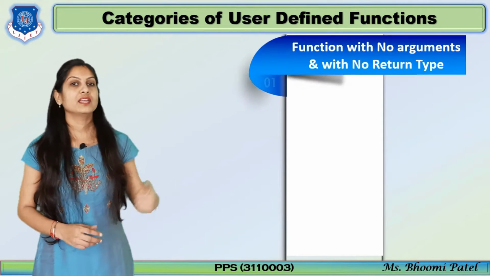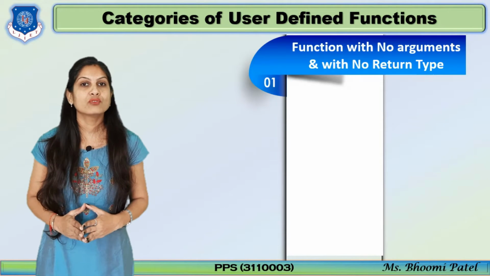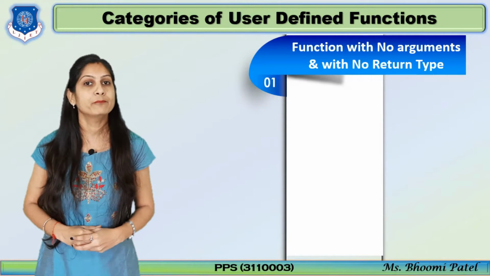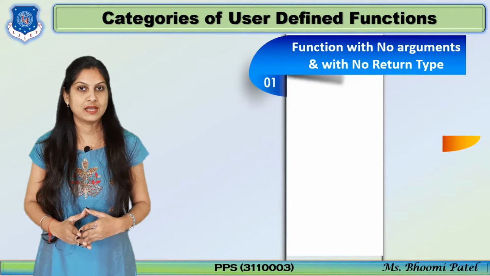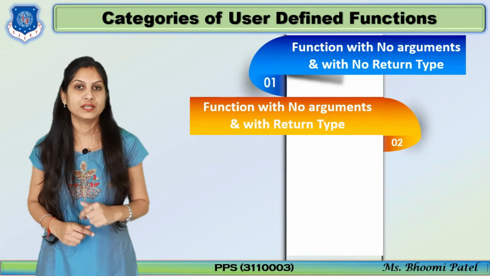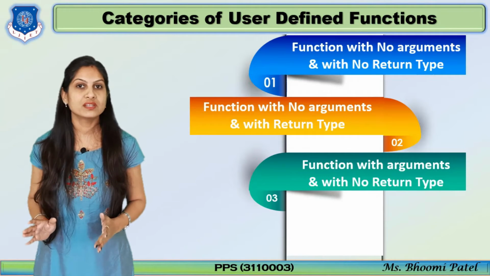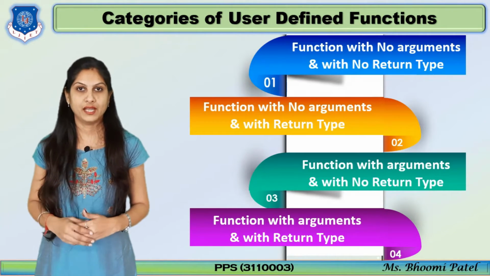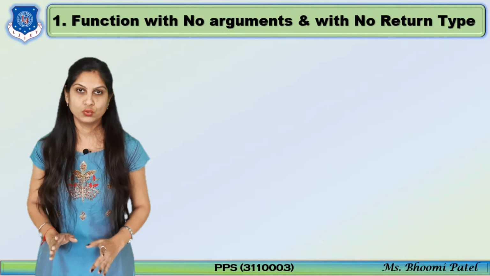So the first category is function with no argument and with no return type. The meaning is what here? No return type means we have to compulsorily use the return type void. And with argument, that we will discuss in our example. The second one is function with no argument but with return value. Third is function with argument and with no return type, and the last one is function with argument and with return type. Clear? So start with the very first, that is function with no argument, no return type.